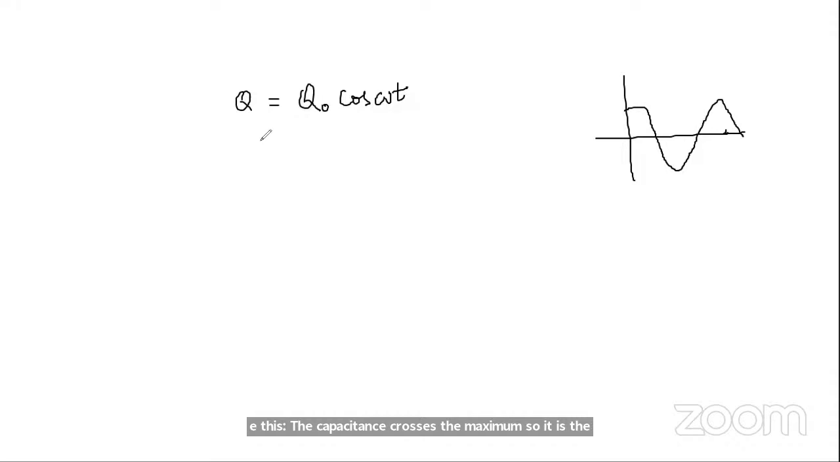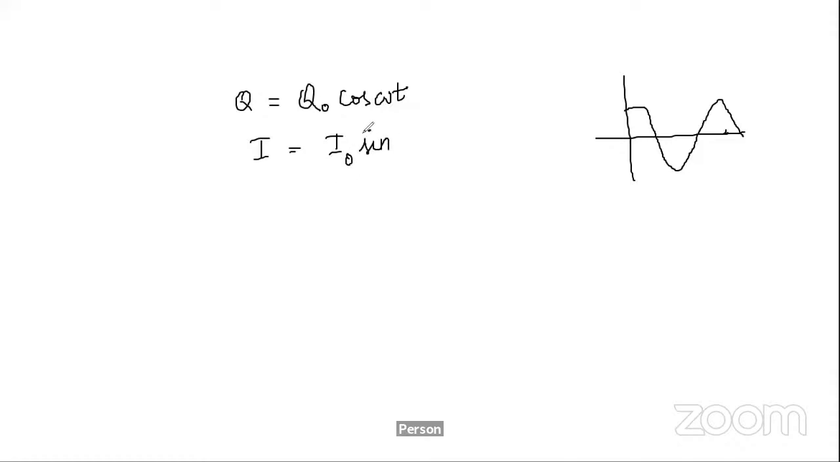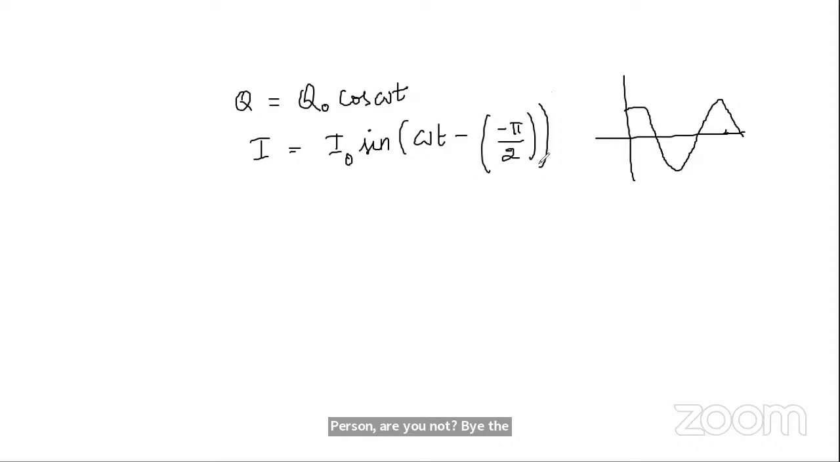And current in the LC circuit is given by I equal to I naught sin within the bracket omega t minus pi by 2. I naught sin omega t minus pi by 2.